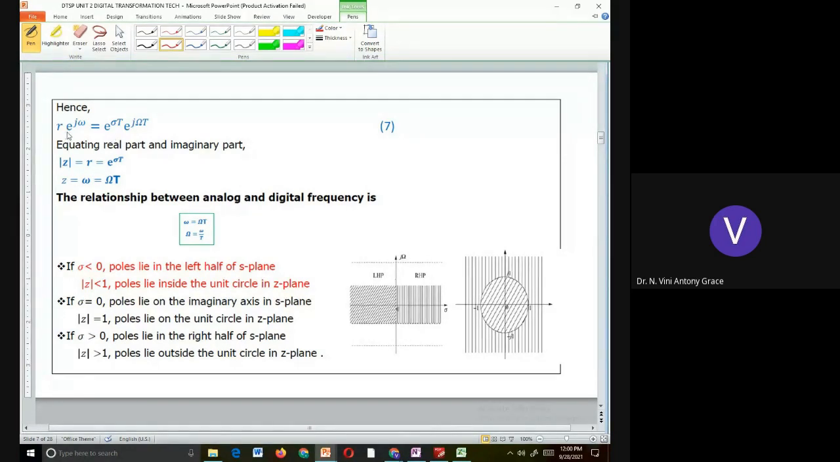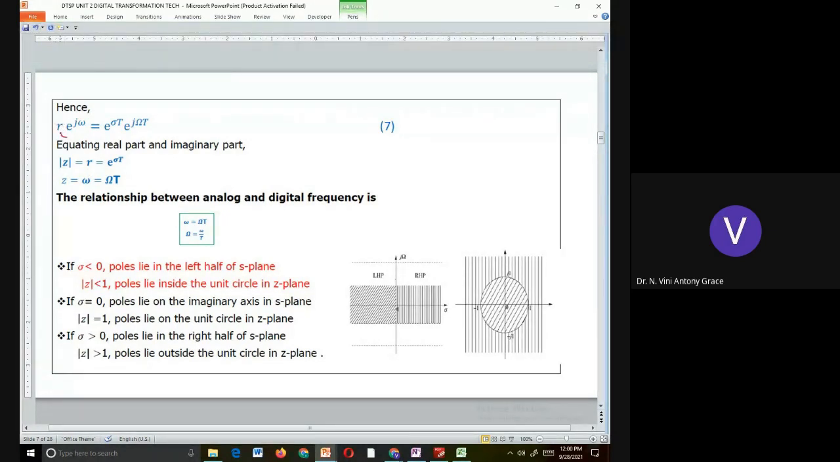Right? If we equate the real and the imaginary parts, on the real part, on both sides, here we have r and here it is e power sigma T. Mod Z is r, which is e power sigma T. If we equate the imaginary part, we can say that digital omega is equal to analog omega T. Now from this relation only we have obtained the relationship between analog frequency and digital frequency of impulse invariant.